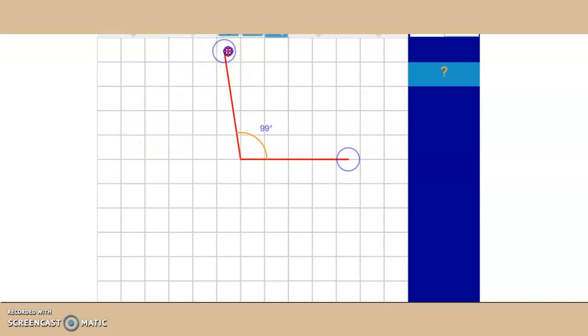Now I'm going to talk about a flat angle or a straight angle. A straight angle is only 180 degrees. That's it. So it's a flat line.